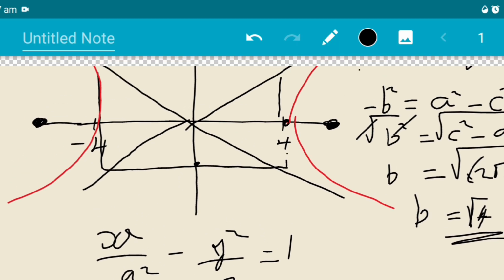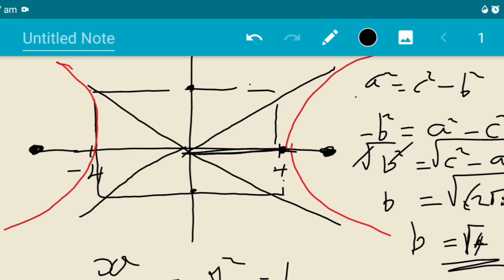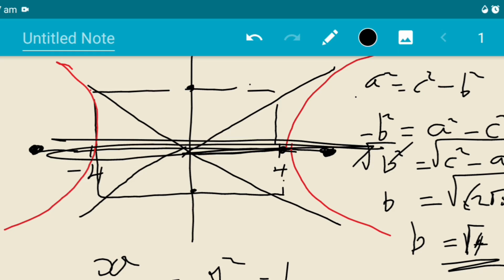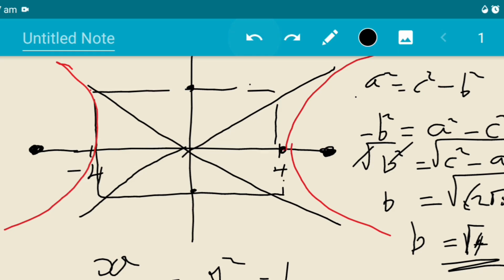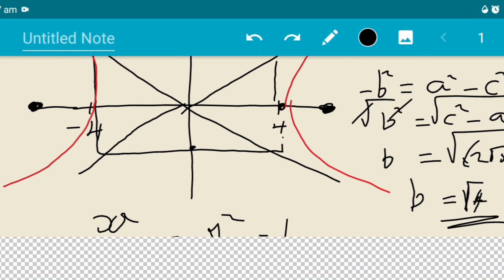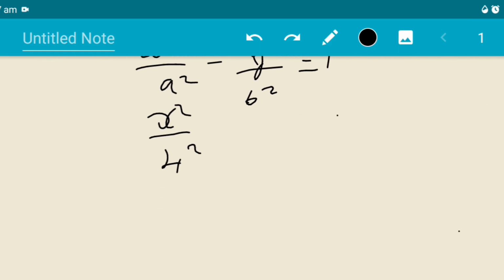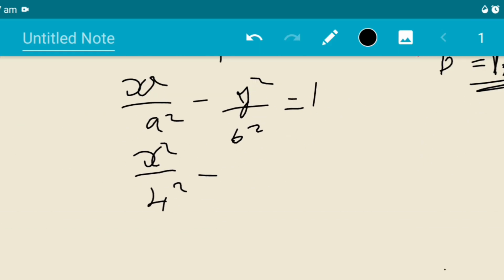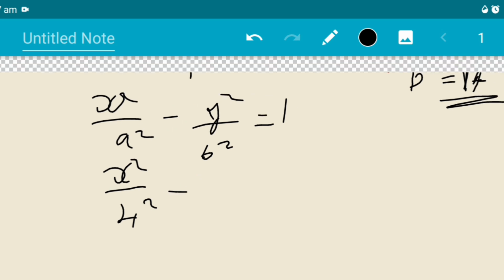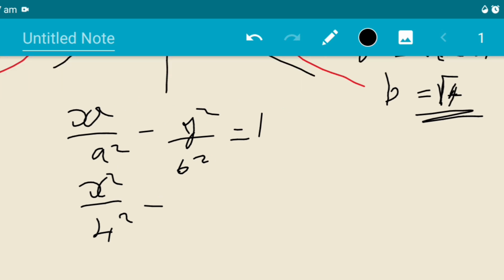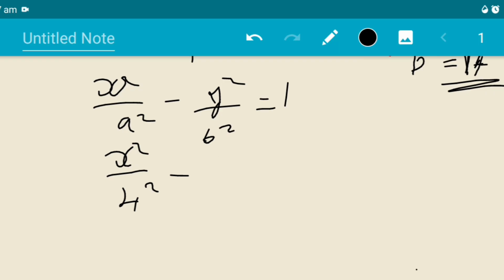Should I really explain why this is our a? Remember, this is in the x-axis. And how do we know this axis is our a? That's where the vertices and the focus are located. So that is our a. Then what is our b? Our b is what we just found, the root of 4. Our b in this case would be the root of 4, should be equal to 1.